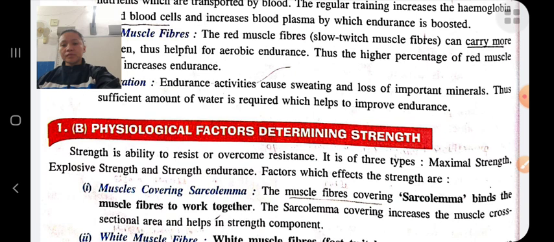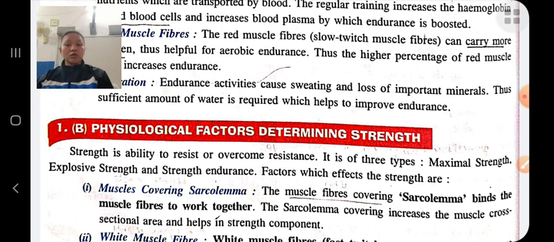Next are the physiological factors that determine strength. Strength means the ability to overcome resistance. There are two types of strength: static strength and dynamic strength.